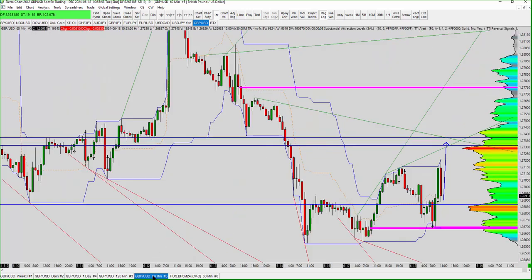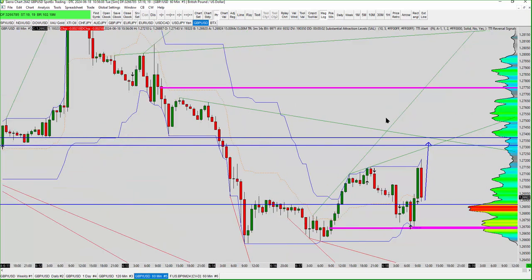Looking at the hourly, see, it bounced, it came back down. We had a line earlier here, and this is the direction. So now we're down to a good level for a long.